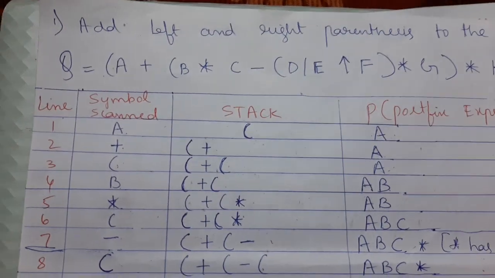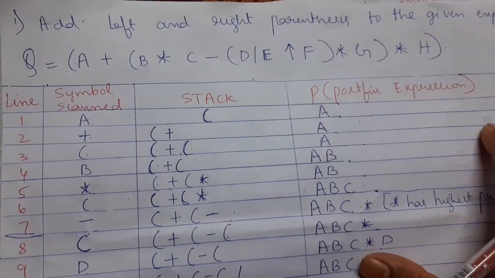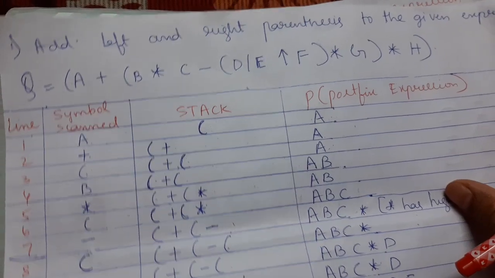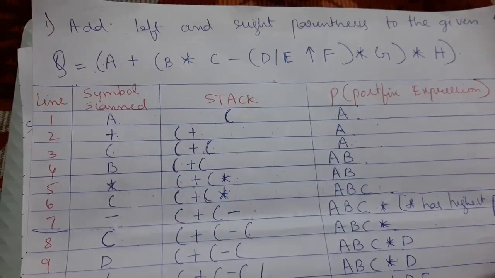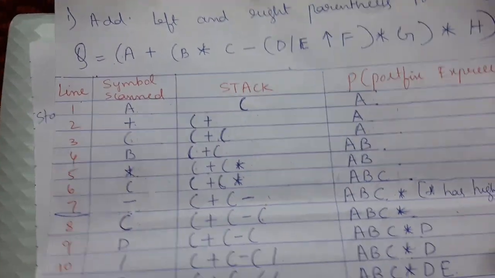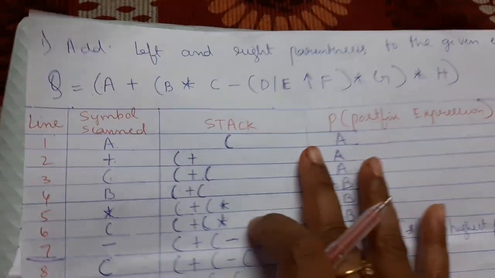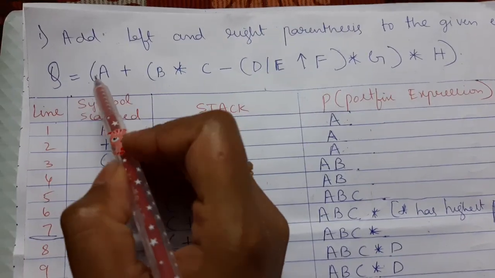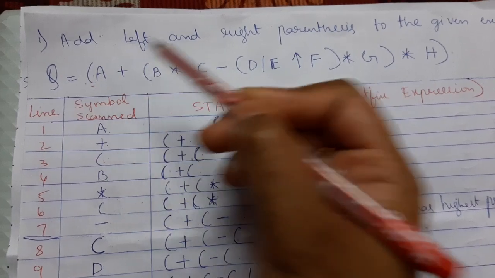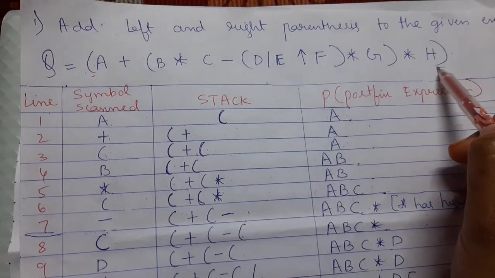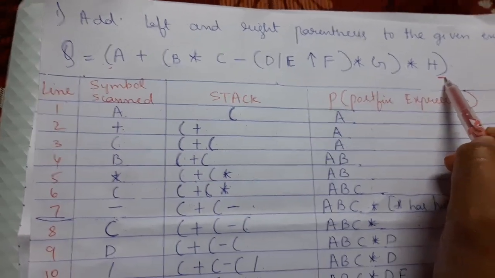Okay, so I've taken one example and we'll see how to convert an infix expression to a postfix expression. See, here I've taken one example. What is the first step? The first step in evaluating an infix expression is you have to add a left parenthesis and a right parenthesis. That is, you add a left parenthesis at the starting of the expression and a right parenthesis at the ending of the expression. So we are done with the first step.